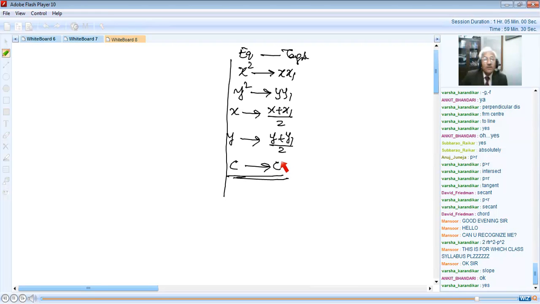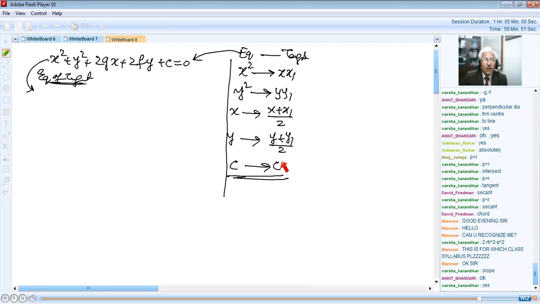Please understand it. What is the equation of the curve? X square plus y square plus 2gx plus 2fy plus c equal to 0. This is the equation of the curve. Now how to find the equation of tangent? Apply this rule over here. Equation of tangent at x1, y1.